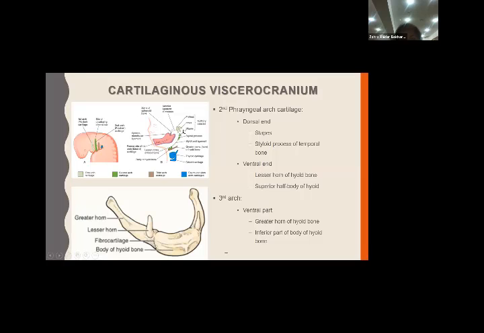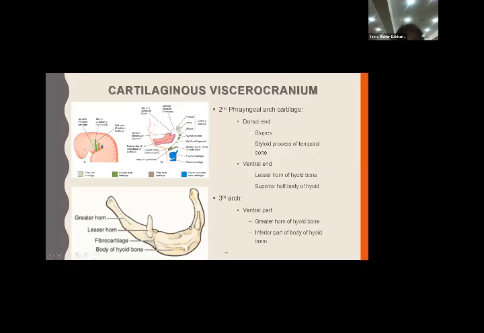अच्छा, सेकंड आर्च की जो कार्टिलेज है उससे कार्टिलेज कौन सी डेवलप होती है? पोस्टीरियर एंड या डोर्सल एंड से स्टेपीज. styloid process is part of the temporal bone. ठीक है. So stapes, styloid process और ventral end पे lesser horn of the hyoid bone and upper half of the body of the hyoid bone.